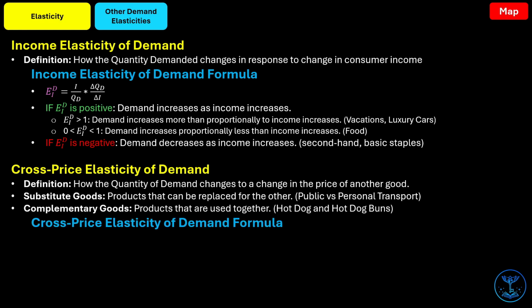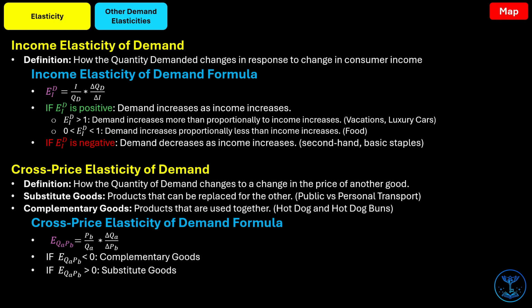So the cross price elasticity of demand formula is EQ of A with PB, where PB is the price of product B divided by QA, which is our quantity of product A, times the change in quantity of product A divided by the change in price of product B. So if EQ of A PB is less than 0, this means we have a complementary good. If it's greater than 0, that means we have a substitute good.